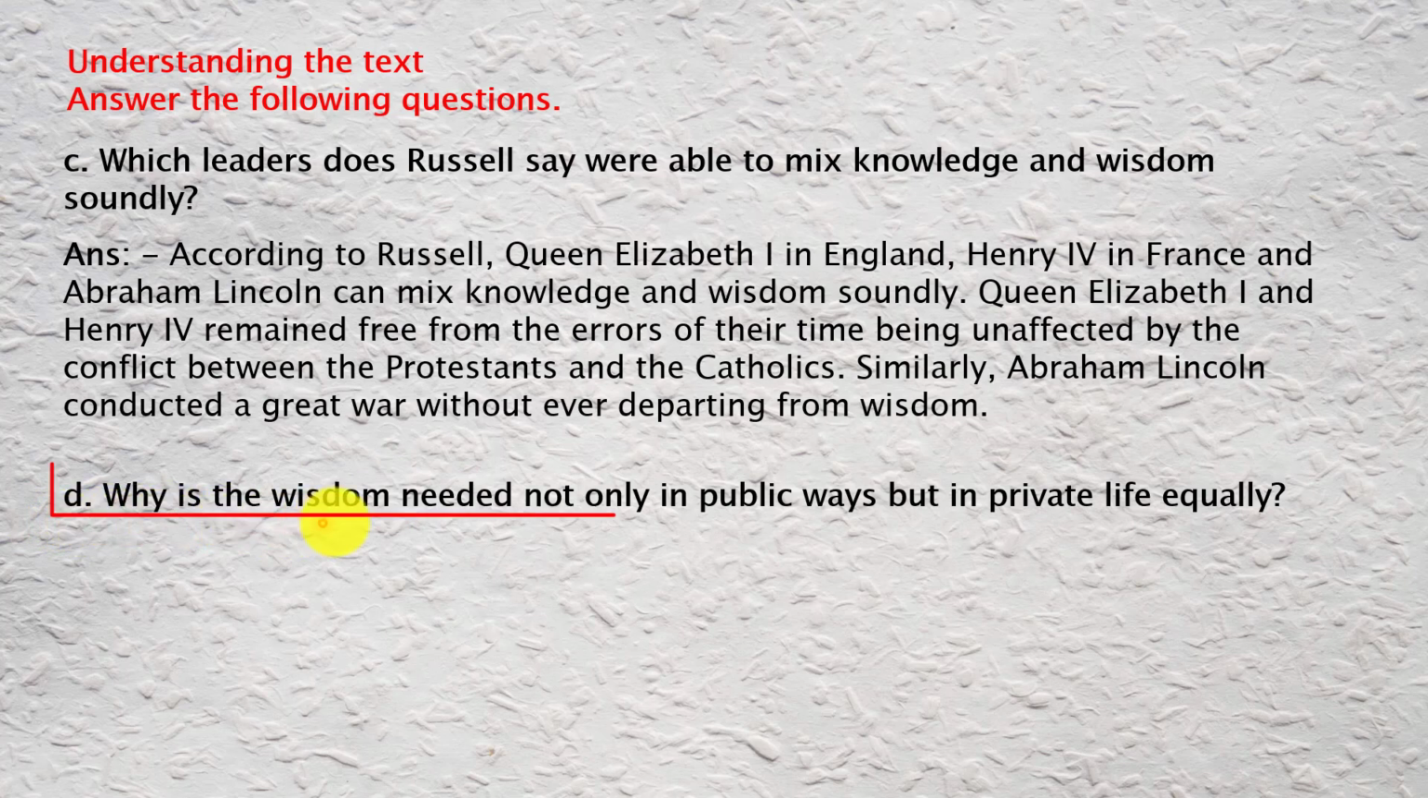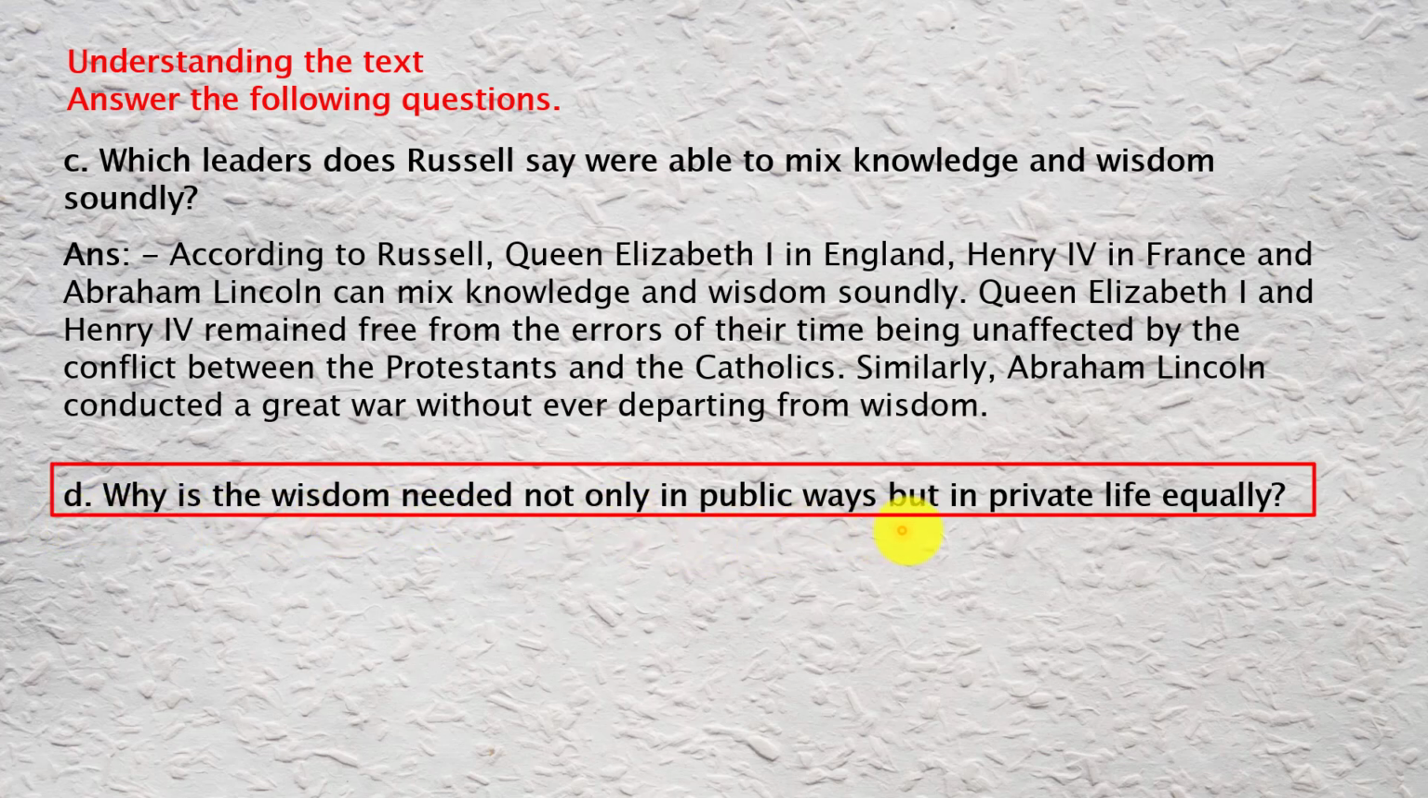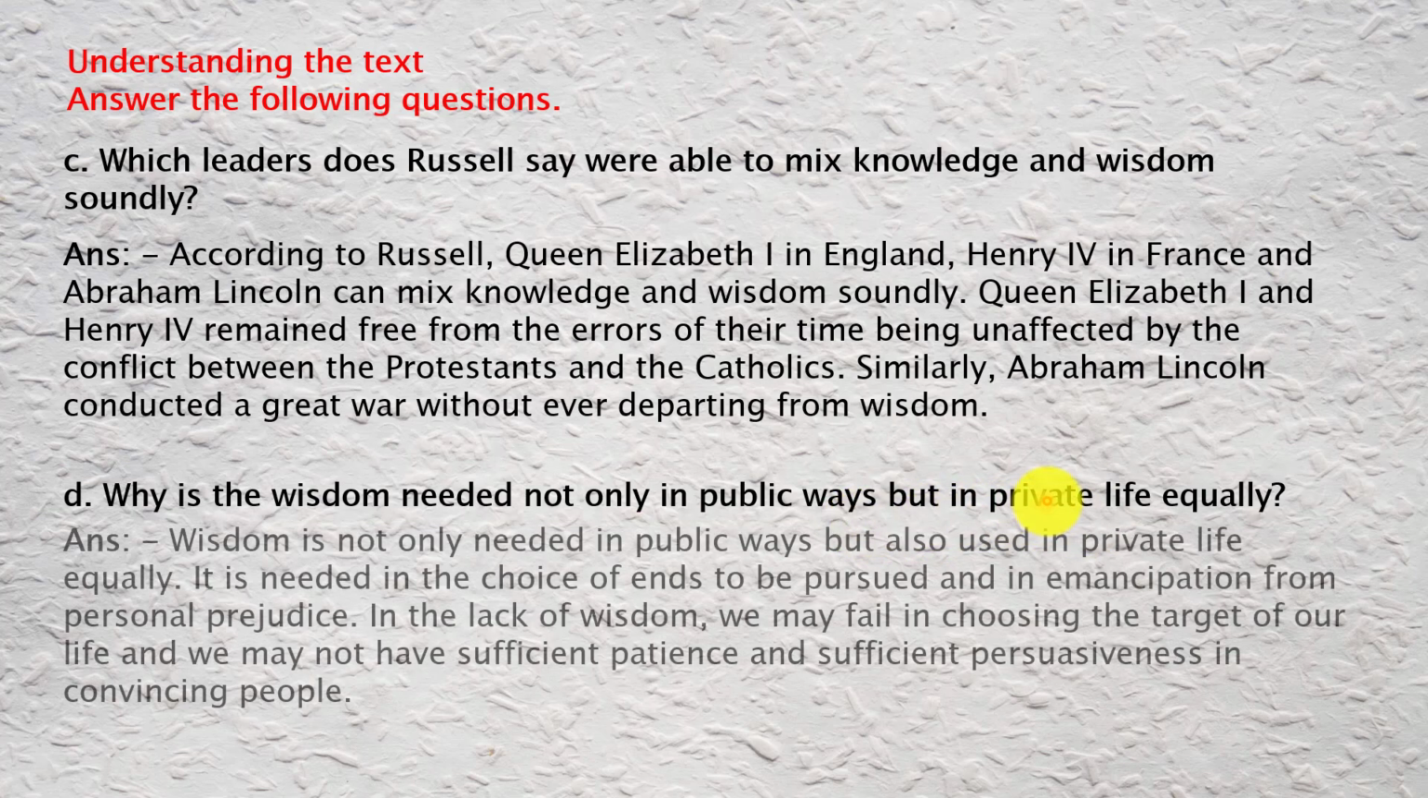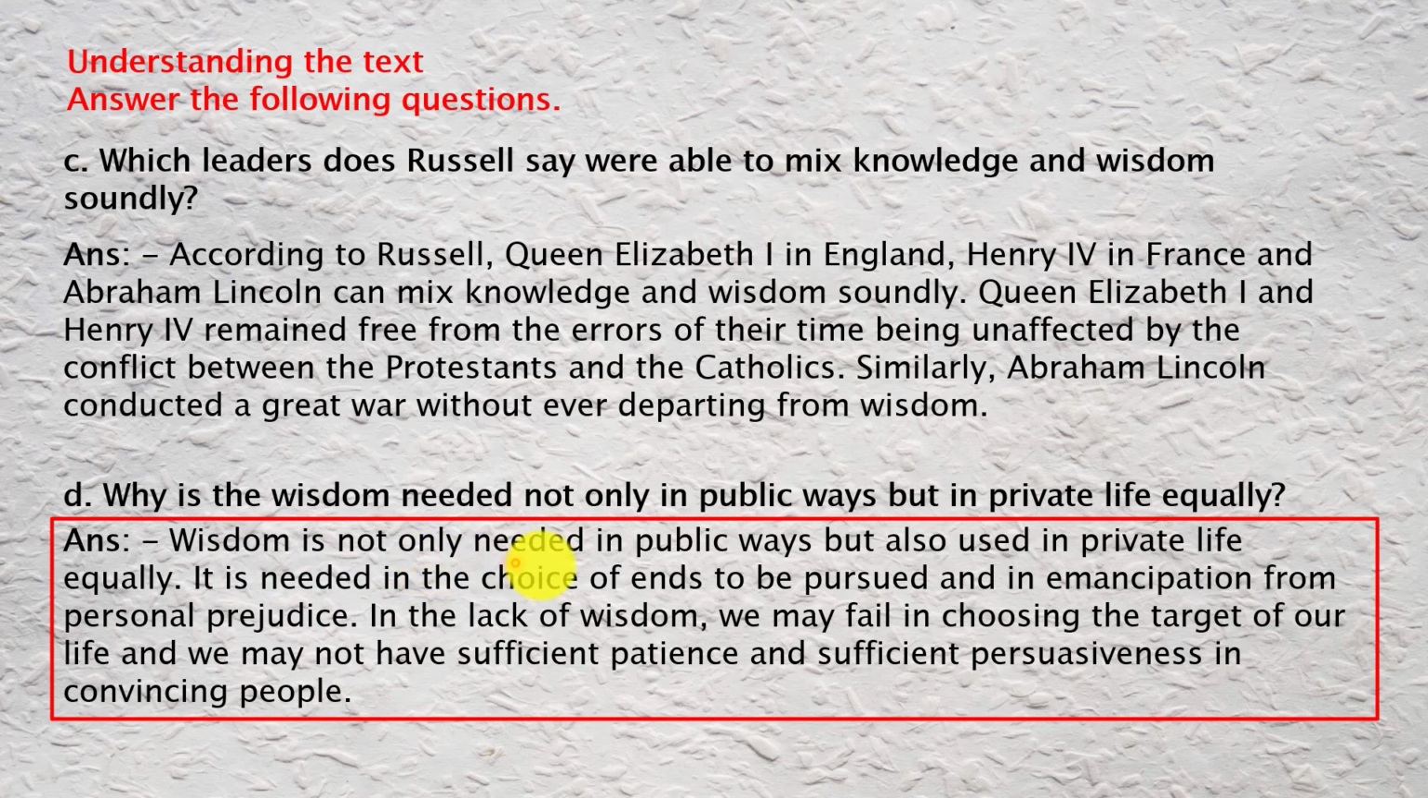Question number D. Why is the wisdom needed not only in public ways but in private life equally? Answer is, wisdom is not only needed in public ways but also used in private life equally. It is needed in the choice of ends to be pursued and in emancipation from personal prejudice. In the lack of wisdom, we may fail in choosing the target of our life, and we may not have sufficient patience and sufficient persuasiveness in convincing people.